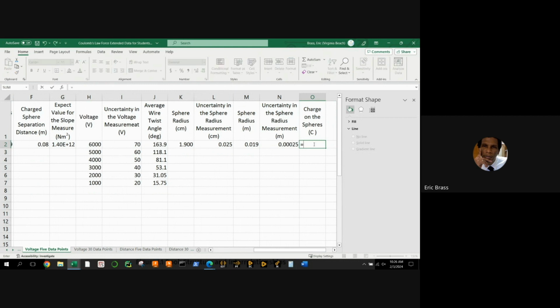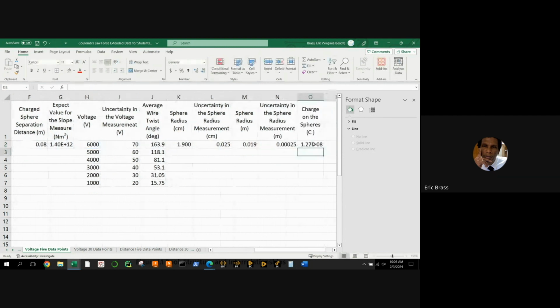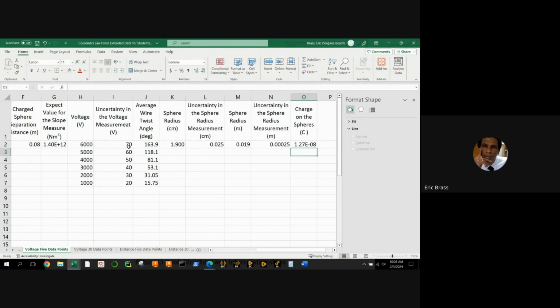So this is going to be equal to our voltage times the radius of the sphere divided by Coulomb's constant, which we already have down here. All right, so that's the charge on the sphere at 6,000 volts. Let's go ahead and just drag.